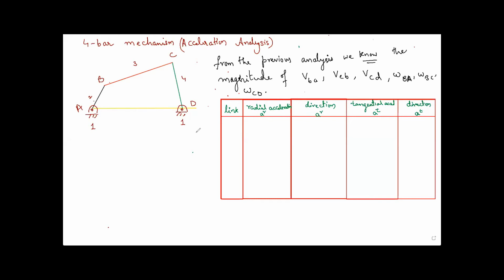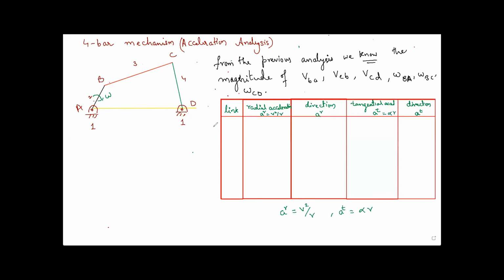Now I'll give you a few tips. Whenever you have a link which is rotating, you have both radial as well as tangential acceleration. The formula for radial acceleration is A radial is equal to V square by R, and A tangential is equal to alpha into R.